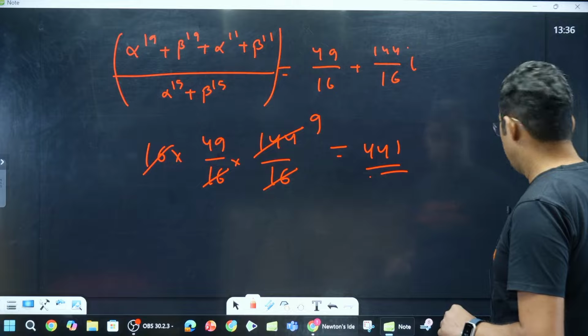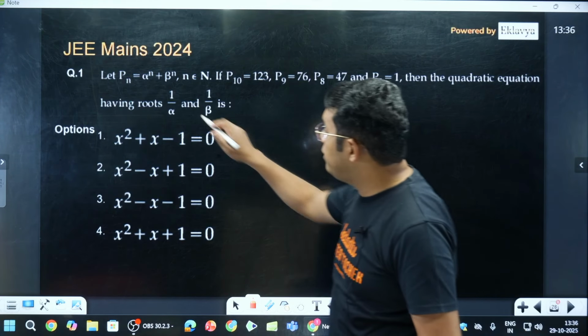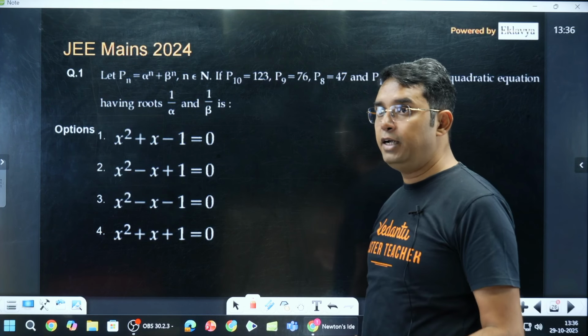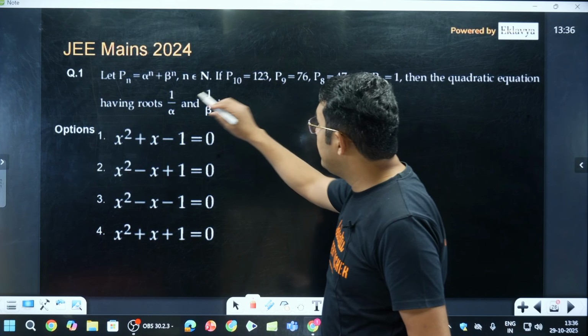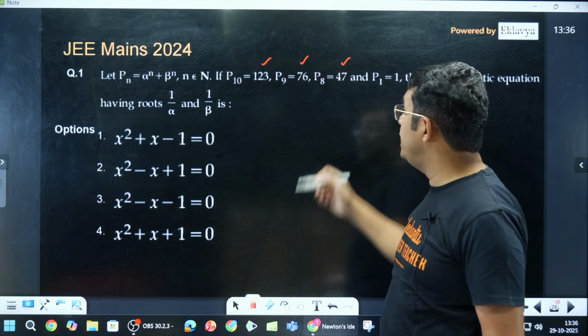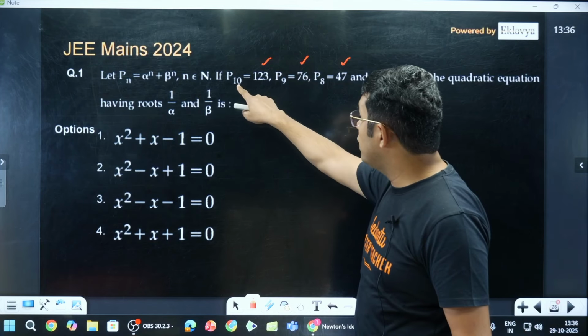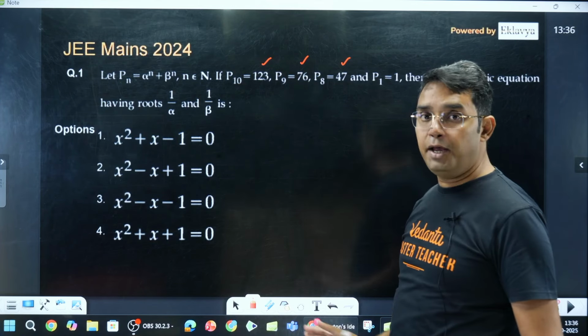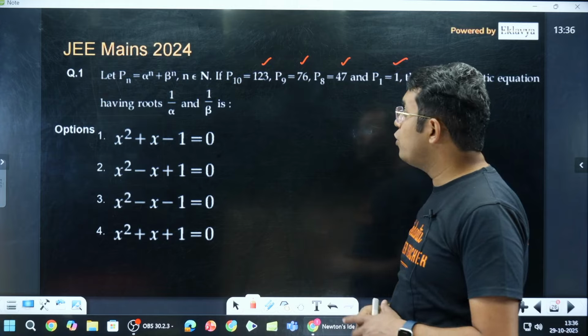So one more question. I think this is a very direct question. Here we are given Pn is equal to alpha power n plus beta power n. P10 they have given, P9 they have given, P8 they have given. We know the direct relation between 10, 9 and 8. Then they have given P1 also.